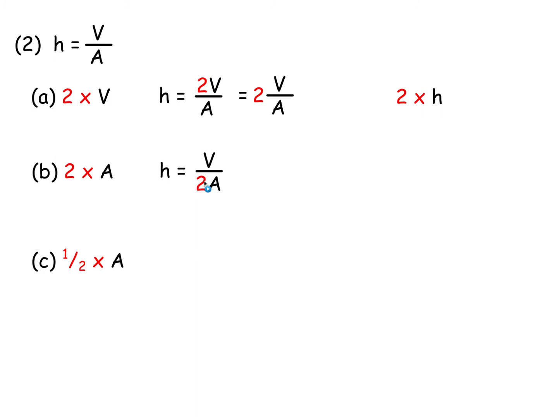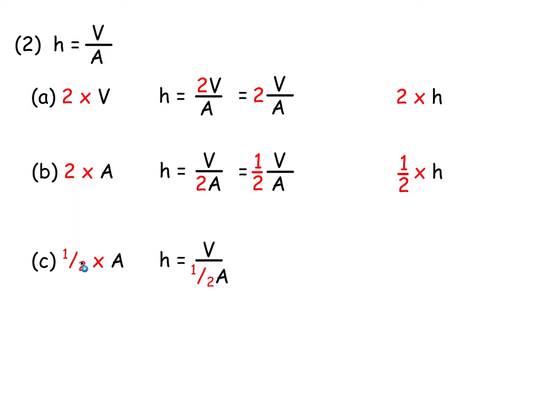Double A, it's on the bottom line, it's division by 2, well that's halving. So it's halving the V over A, it's halving the height. So you double the volume, you double the height, but if you double the area, you half the height. That's because the area is in the bottom line.